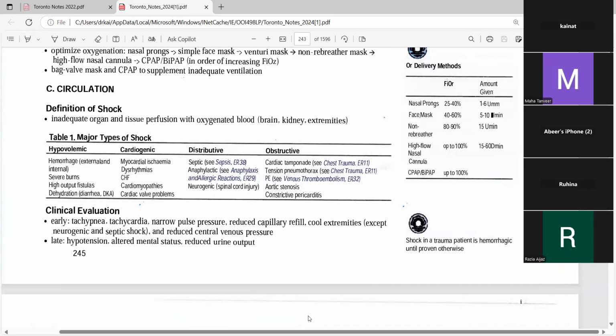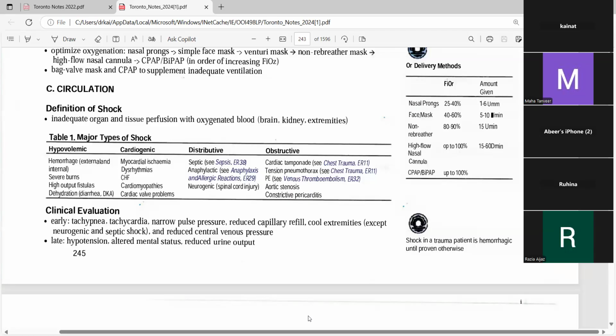Major types of shock, very, very important. Shocks are very, very important, okay? Hypovolemic, cardiogenic, distributive, obstructive. What are the causes? What is the first line management of those? What is the investigation? Especially for the shocks, you need to know these three things.